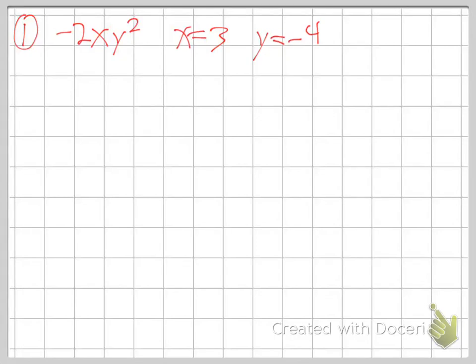Okay, so there we go. They want you to take that expression, minus 2xy squared, and plug in 3 and negative 4 for x and y, and work them out. Then you can use your calculator, of course. So let's take a look.